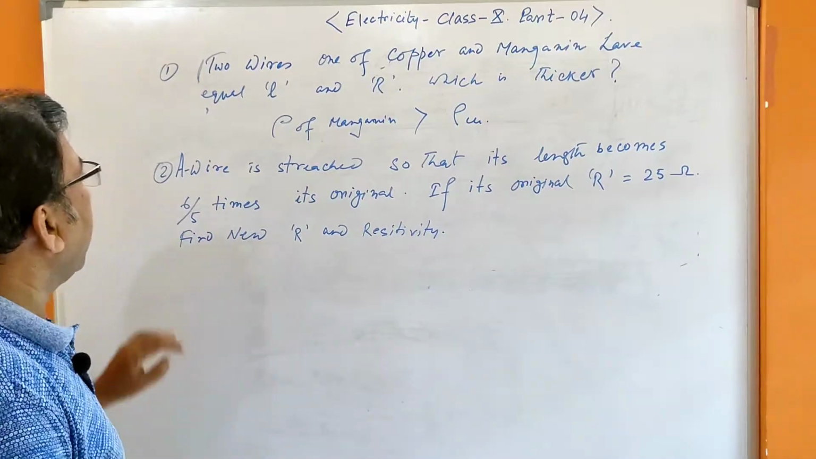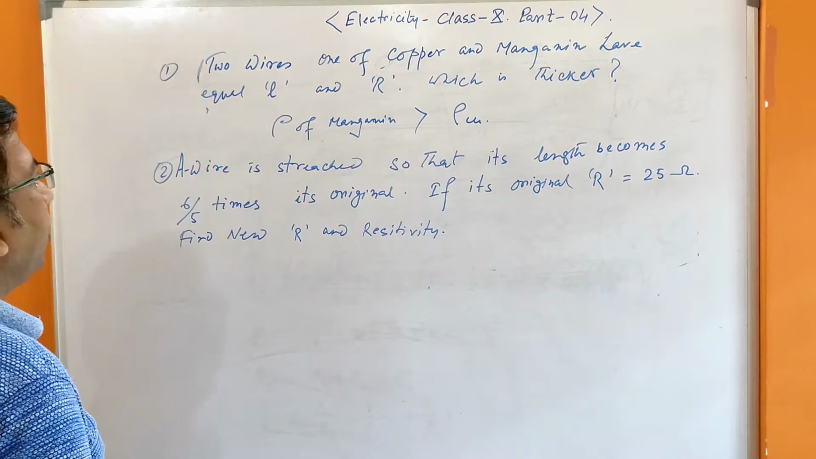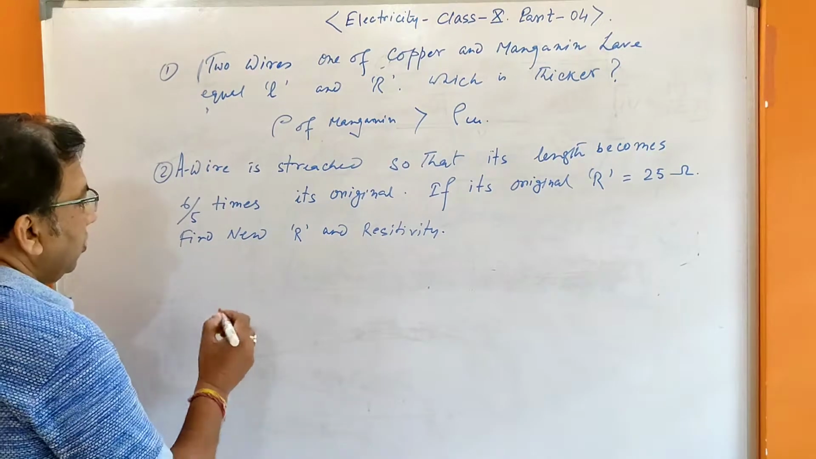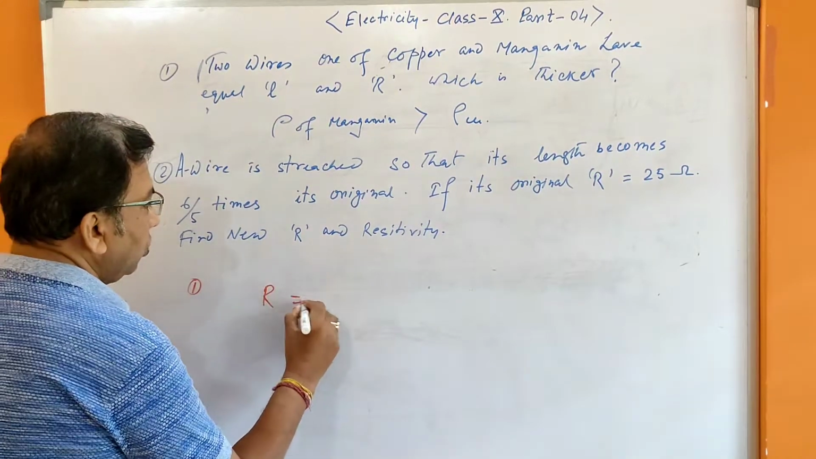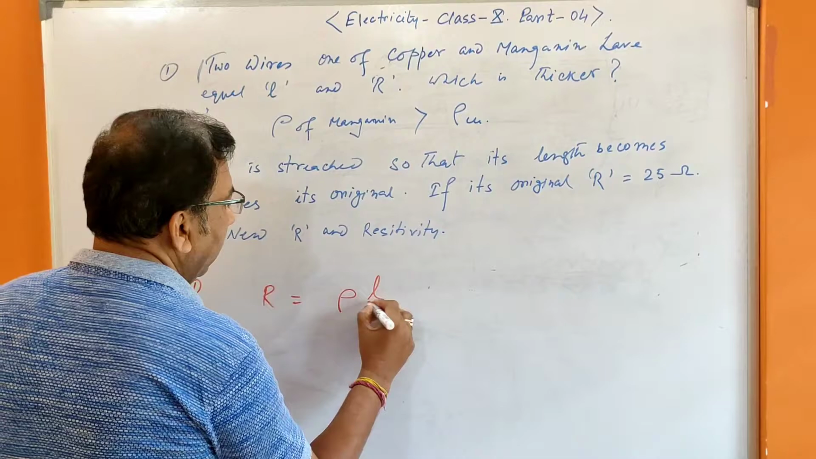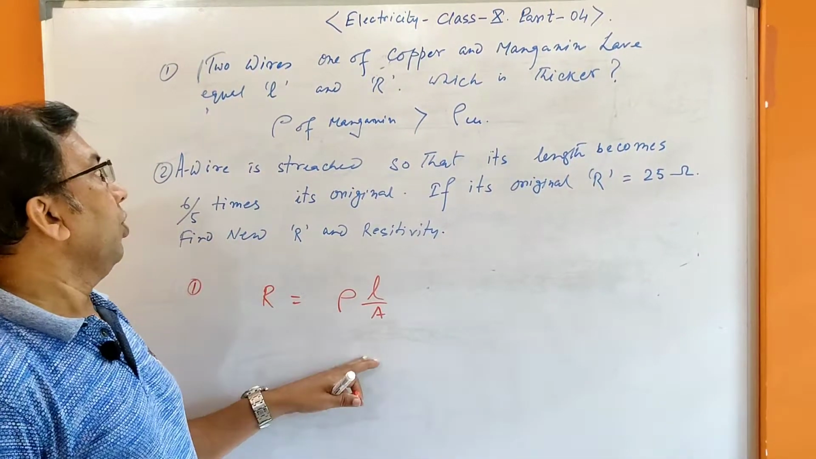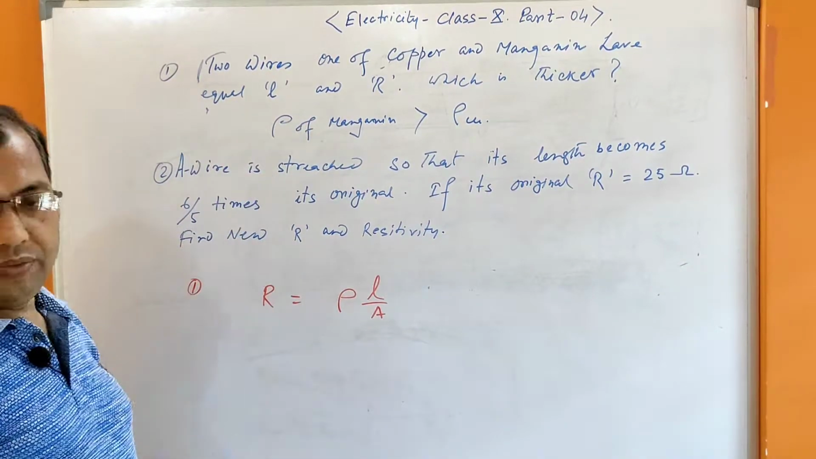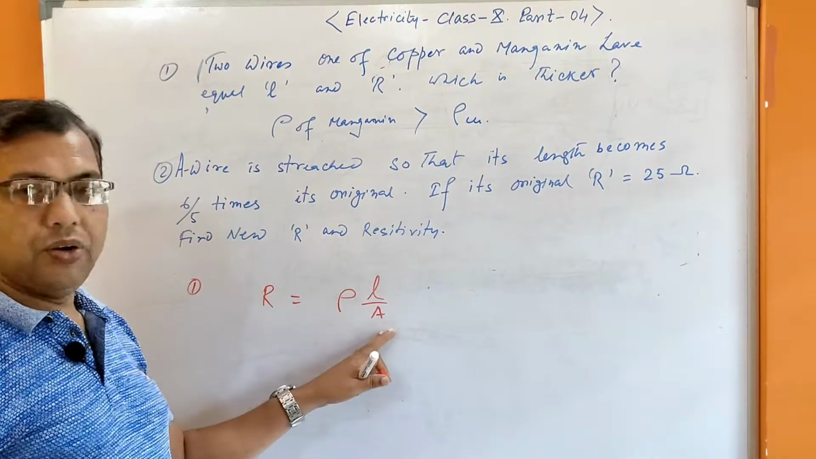notes. Okay. So the first question is: two wires, one of copper and one of manganese, have equal length and resistance, which is thicker? It's very easy. Answer number one. R equals rho L by A. We know R equals rho L by A. What is given here? L and R are equal in case of copper and manganese.